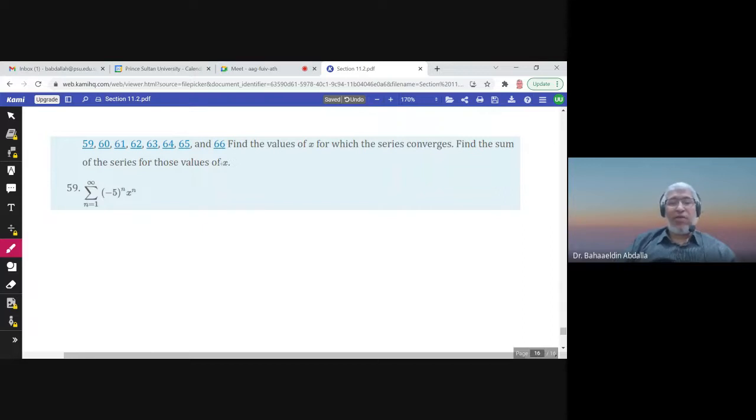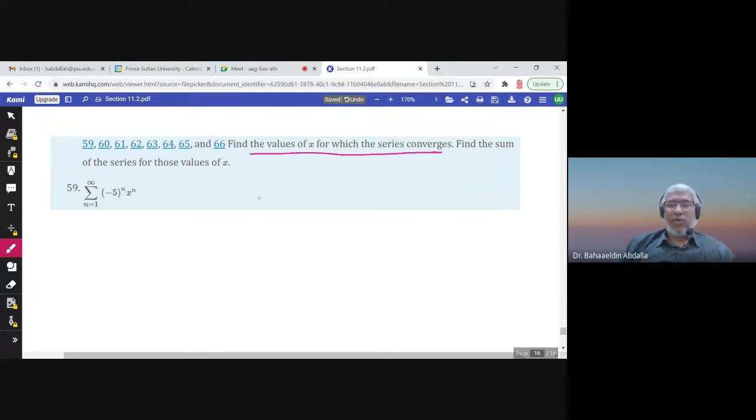Some more exercises: find the values of x for which the series converges. I need the values of x for which the series converges. Well, this series is called a power series. We have x here. x is a variable. It could be positive, it could be negative, it could be zero, nothing mentioned about it. So for what values of x would this series be convergent? Well, I have n from 1 to infinity, I have a number to the power n.